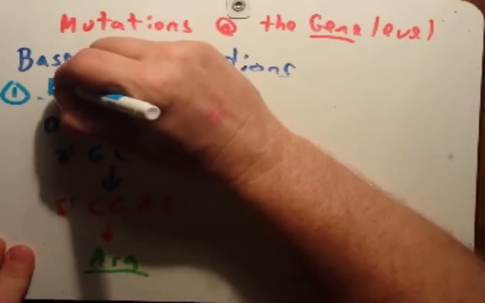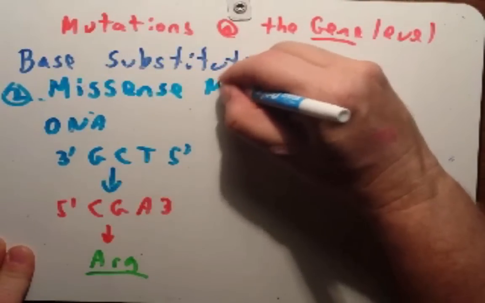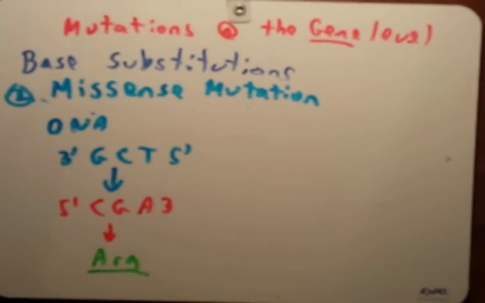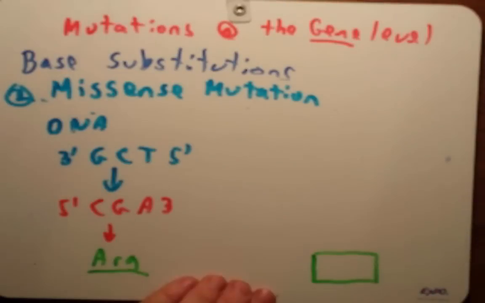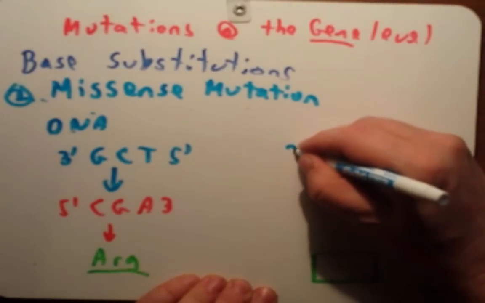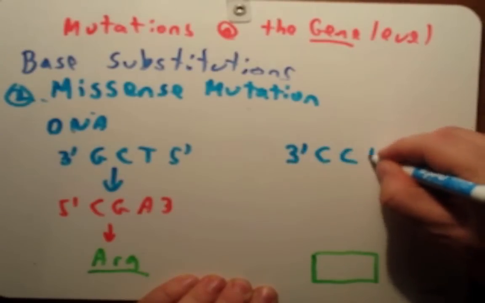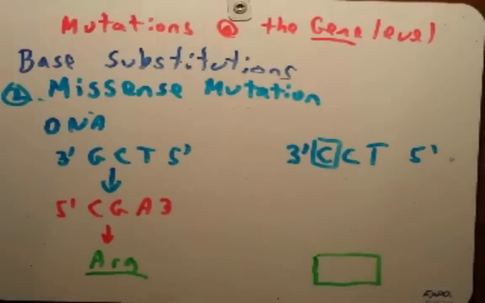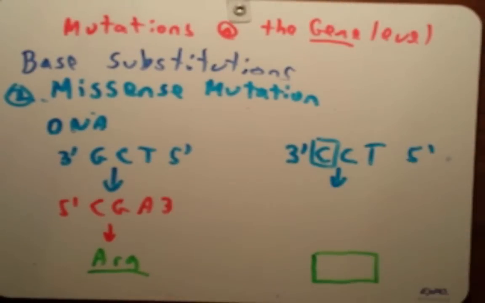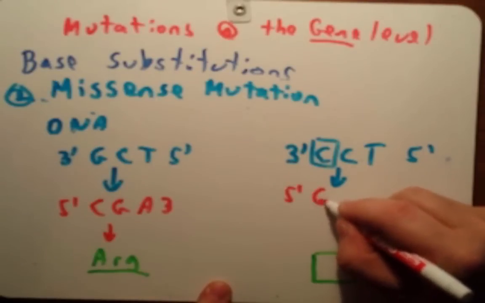Okay, so let's talk about now this second category, and that's called a missense mutation. It's still a base substitution, but in this case we will change the end amino acid. It will be different. And so our mutation is going to be as such, a CCT. So this time we've changed the first position, CCT. Now when we make the RNA from this, you'll see we have a 5' to 3', and now we're going to have a GGA.